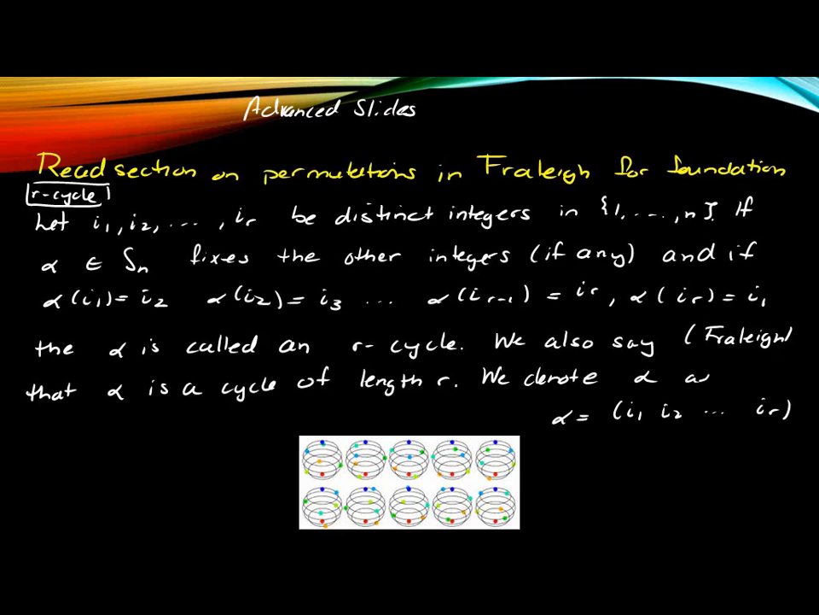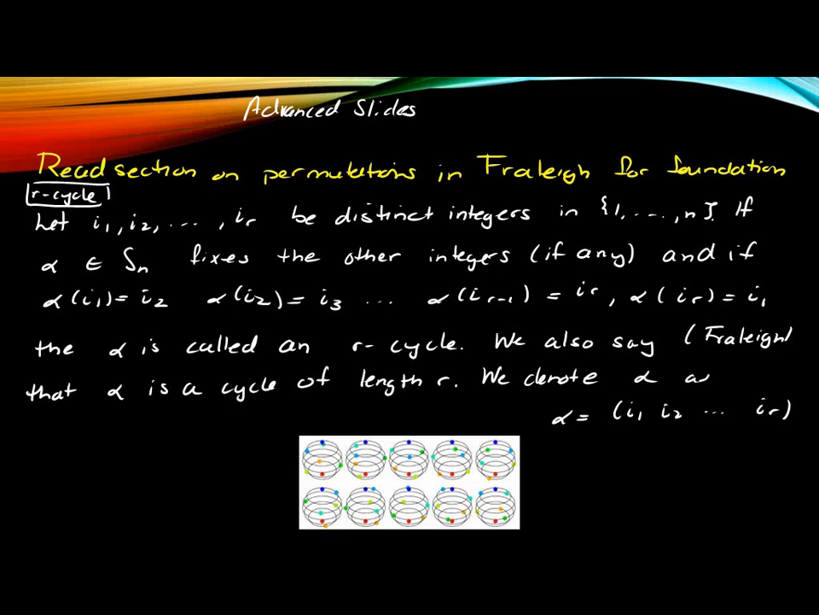Just to remind you, sometimes these notations look scary, but really, if you're looking at something like an r-cycle, that's where a permutation cycles back to itself. You take 1 goes to 2, 2 goes to 3, 3 goes to 6, and 6 goes back to 1, and you call that a cycle.